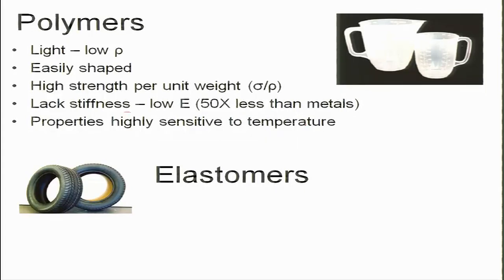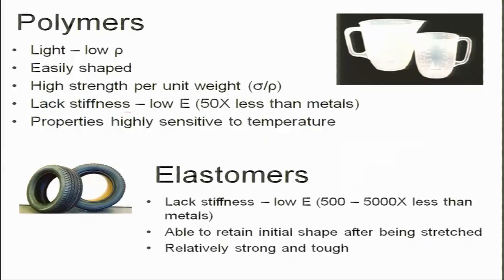Elastomer, a cousin of polymers, again lacks stiffness, it has low modulus, several times lower than metals, basically rubber. It has this wonderful ability to retain its shape after being stretched, and you can provide very large strains to a rubber or elastomer, and they are relatively strong and tough as compared to polymer. Okay. And they are used for things like these tires and all that. So similar kind of applications wherever you require a stronger polymer, you use elastomer.